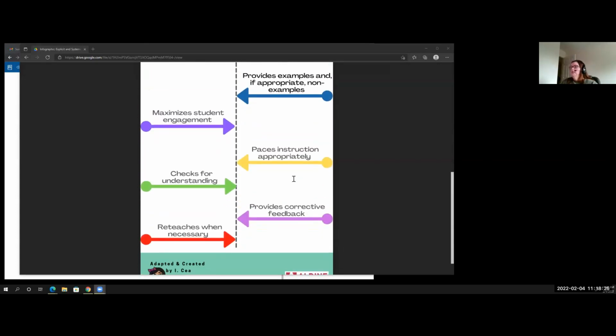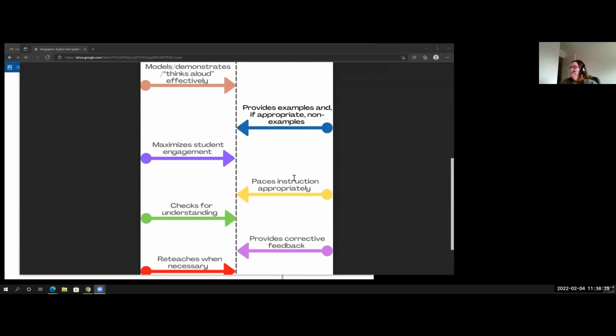What about examples and non-examples? Those are pretty much just like they're said. We're going to give some examples. A lot of times we leave out non-examples, but there are a lot of times when non-examples will help clear up confusion. So I encourage us to continue to look for those opportunities.